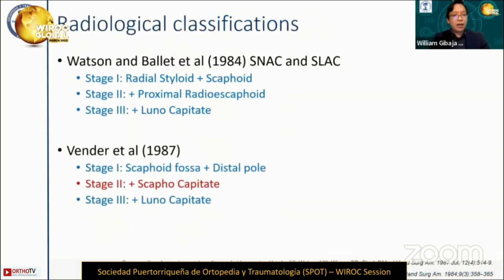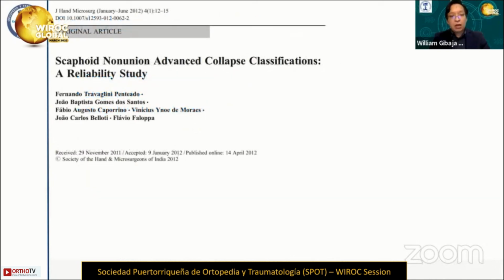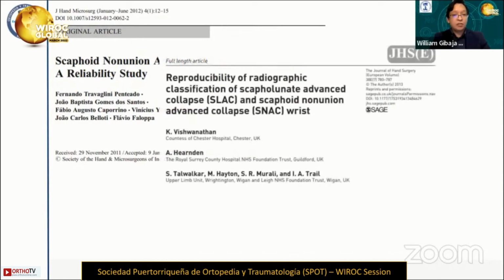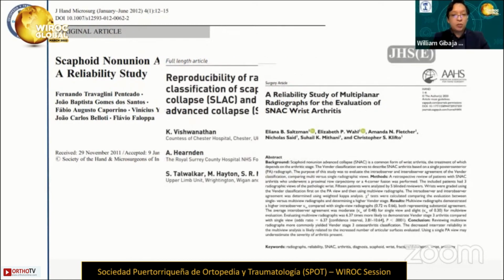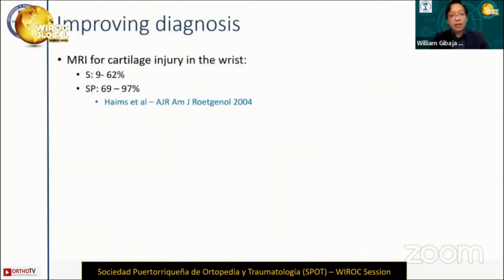There are classifications. If we look in the literature, Watson and Bender classified this in the mid-1980s, based on plain X-rays, and there are some minor differences, especially in stage 2, which Bender considers the scaphocapitate, while Watson only the proximal radioscaphoid. But to date I believe there are no proper classifications for this, and there are papers that have tried to prove the reliability of these classifications, and the conclusion is that X-rays are not enough to classify or plan this problem.